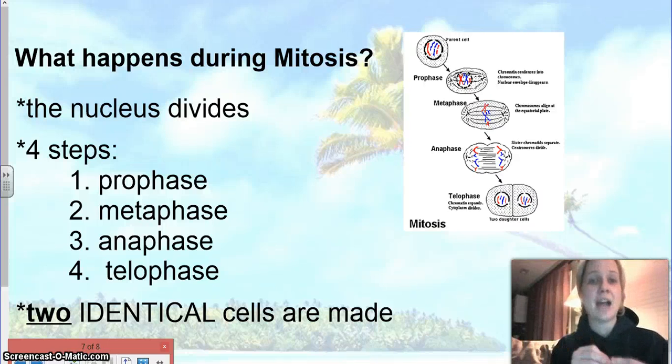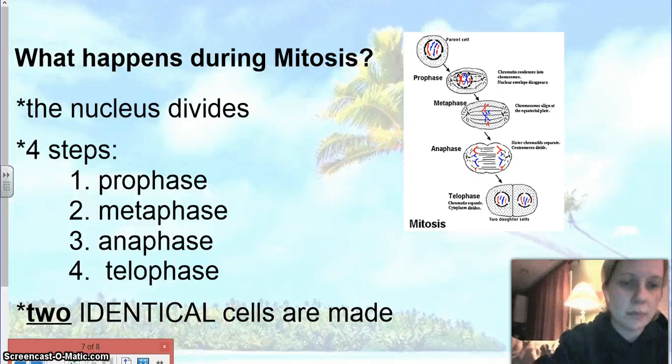So to make sure that happens, the nuclei of your cell has to undergo mitosis, okay?